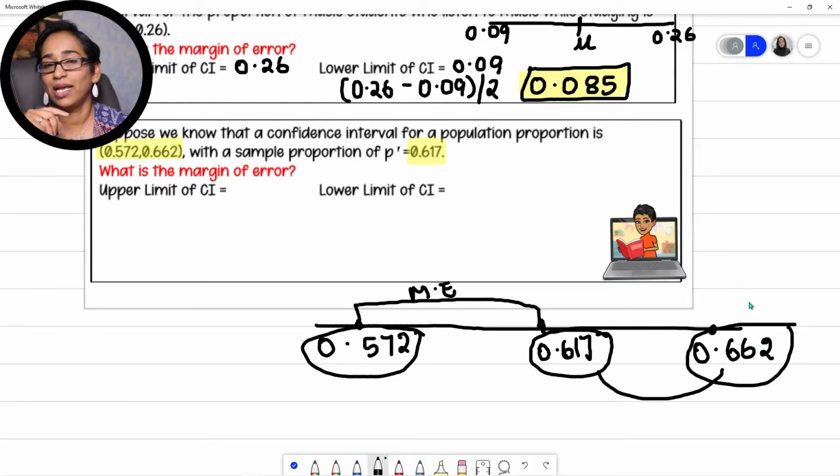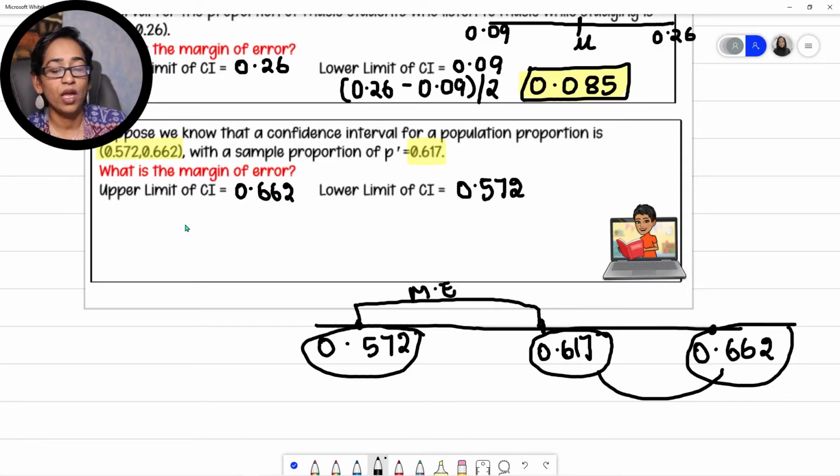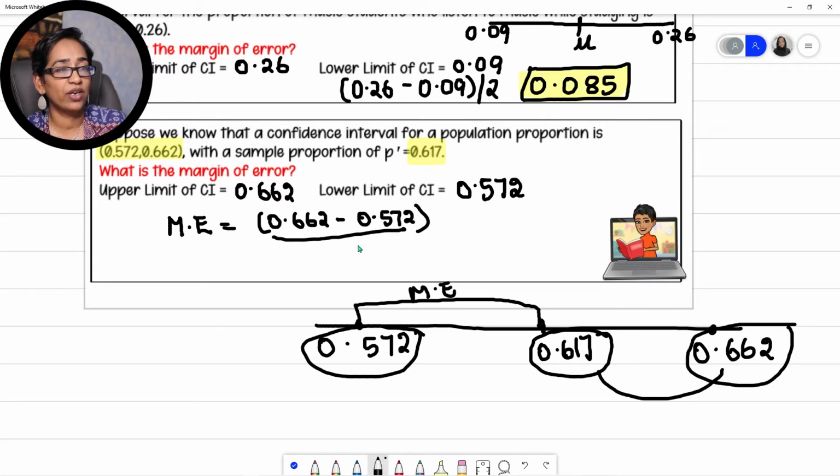But I like to keep it constant. So I'm going to go ahead and write my upper limit, 0.662. Lower limit, 0.572. The margin of error, ME, is, I'm going to use the formula which is right above: upper limit, 0.662, minus lower limit, 0.572, whole thing divided by 2.